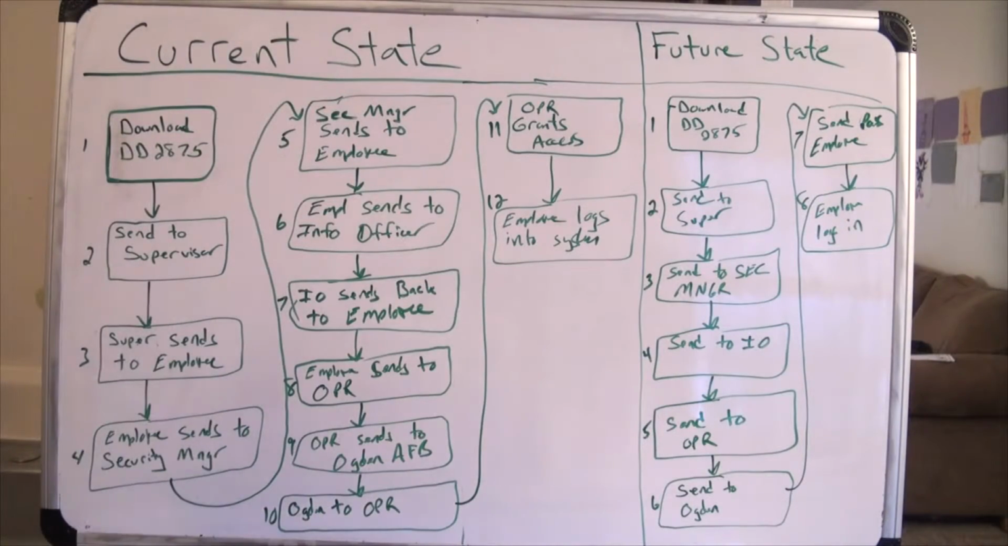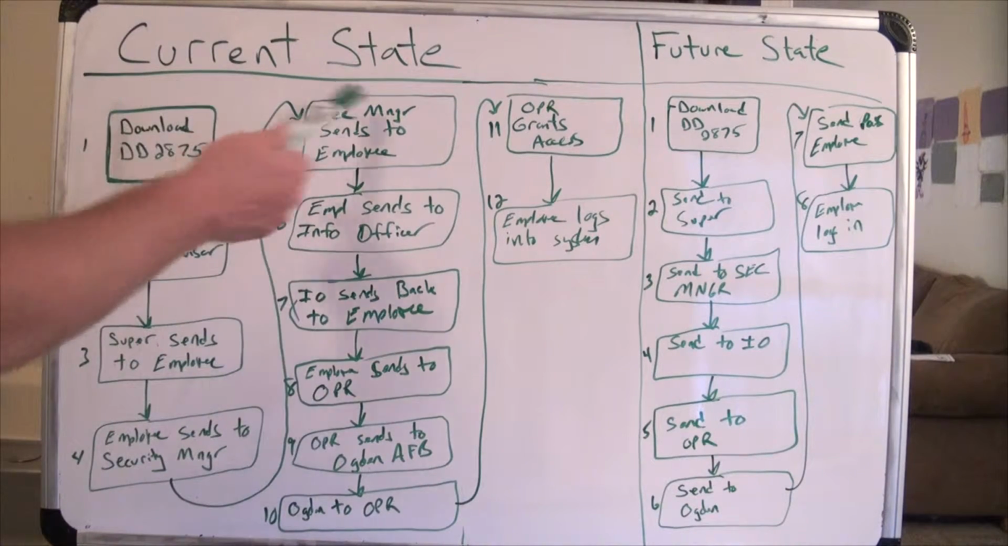I'm going to talk about a business process improvement idea on filling out DD 2875 forms. It's a form that you use for work in the government where you need access to a system. They'll go through a series of checks and balances to make sure that you're authorized for that system.